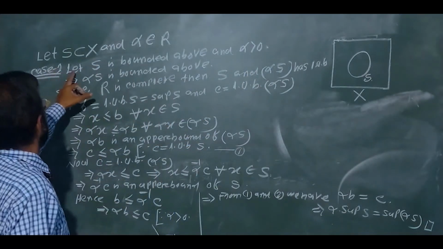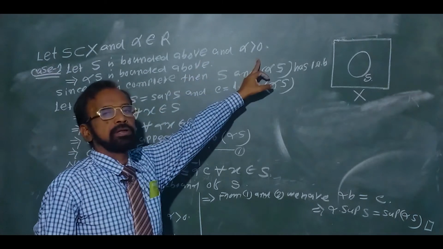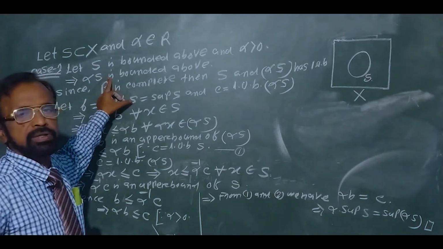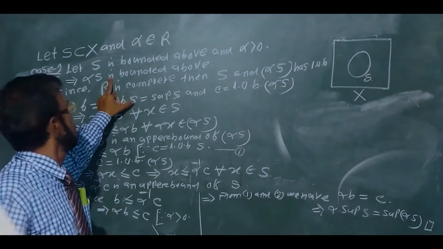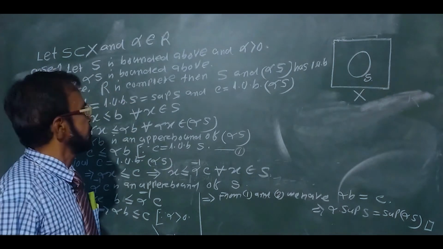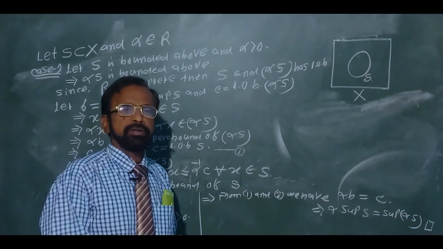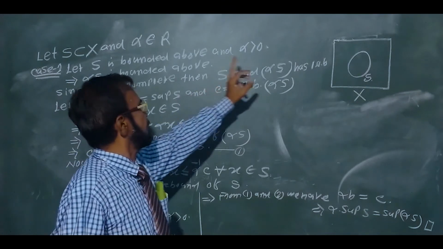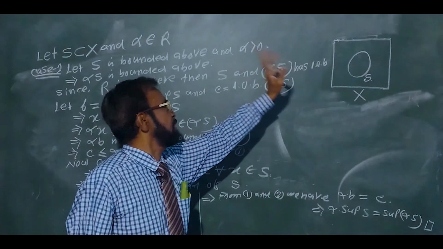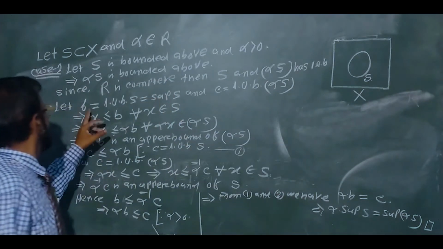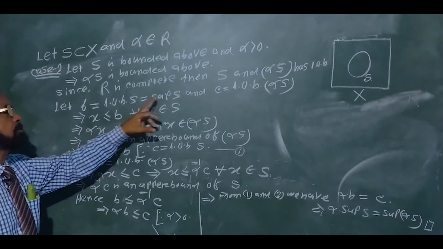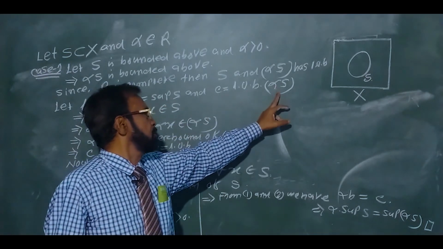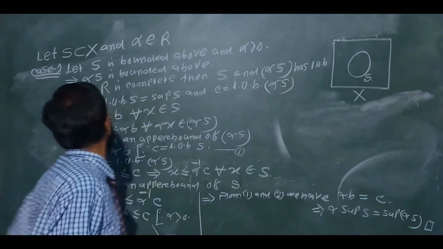This is case 2. Let S be bounded above and alpha greater than 0. Since S is bounded above and alpha is greater than 0, alpha S is also bounded above. Since R is complete, a set which is bounded above must have the least upper bound. Since R is complete, S and alpha S have the least upper bound, that means they have a supremum. Let B be the least upper bound of S, that is the supremum of S. Similarly, C is the least upper bound of alpha S, that is the supremum of alpha S.